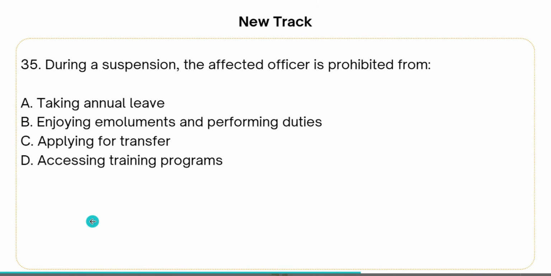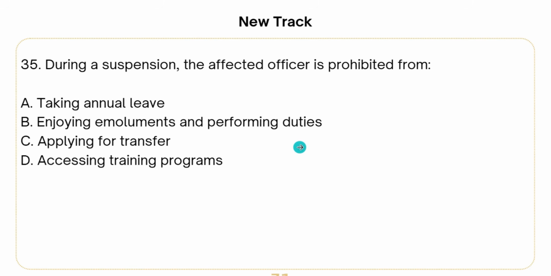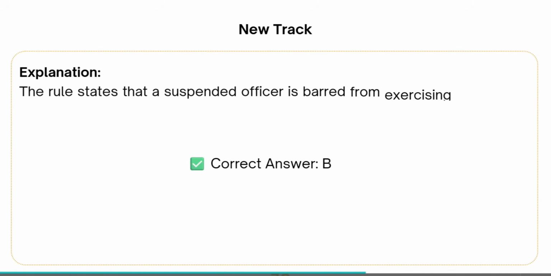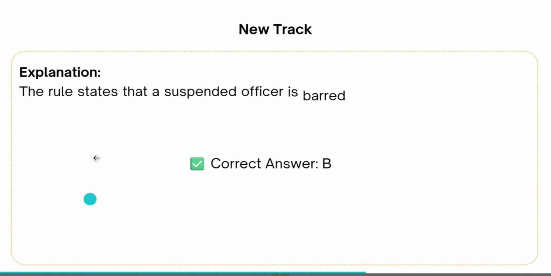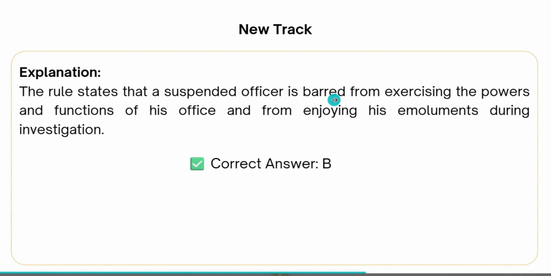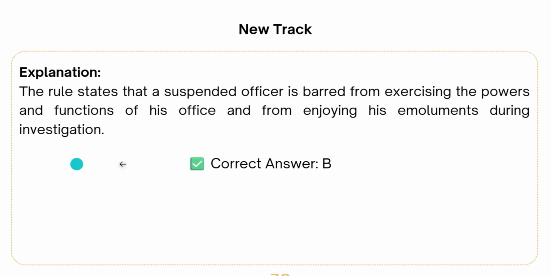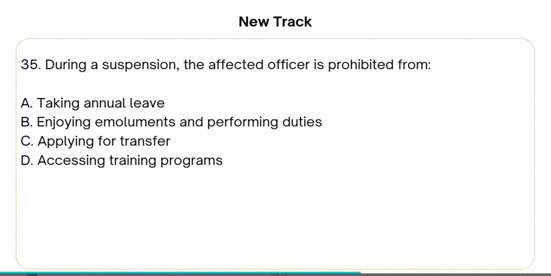Question number 35 says, during a suspension, the affected officer is prohibited from taking annual leave, enjoying emoluments and performing duties. C. Applying for transfer, and D. Accessing training program. The right option is option B, and option B says enjoying emoluments and performing duties. The Civil Service Rule states that a suspended officer is barred from exercising the powers and functions of his office and from enjoying his emoluments during investigation. So the right option is option B.